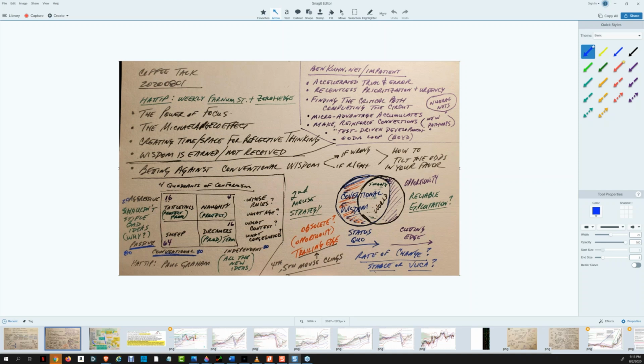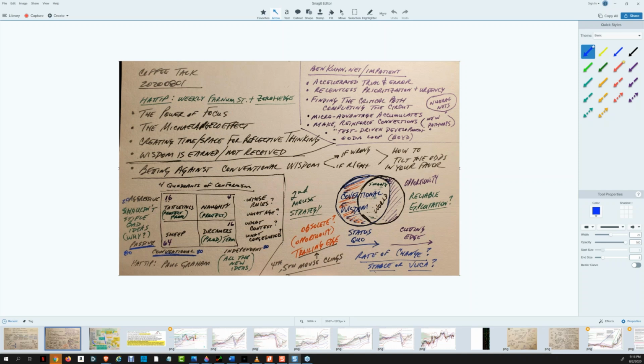From Farnham Street, there were good connections to the power of focus, the Michelangelo effect, the idea of the importance of creating time and space to do reflective thinking, the notion that wisdom is earned through internal work and not received from others. So that's connected to the idea that it's not what the teacher teaches as much as it is what the student efforts through the internal learning processes, and that connects back to the diagram on the teacher, student, and the acquisition of knowledge. So there was a strong connection between what they had there and some of these other things that I'm working on, to the point where I wanted to write it down.